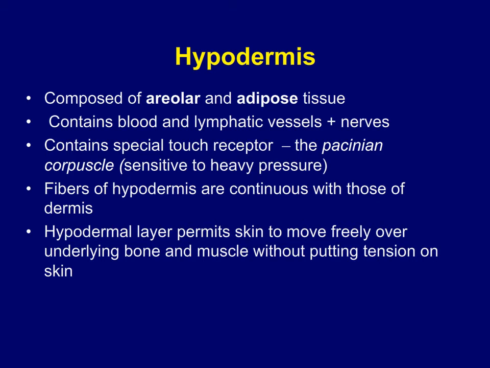And so the hypodermis or subcutaneous layer is composed chiefly of adipose tissue and also areolar tissue. Just like the dermis, we have lots of blood vessels here. We also have lymphatic vessels and lots of nerves and sensory receptors.